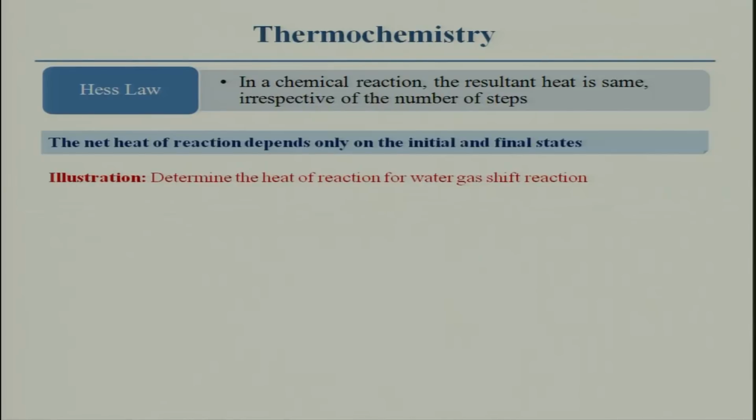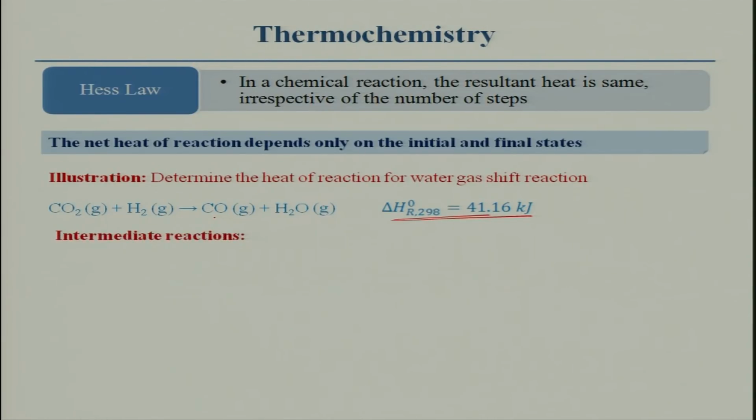So, let us take an example. We are interested in finding the heat of reaction for the water gas shift reaction, a very familiar reaction, where carbon dioxide reacts with hydrogen to give carbon monoxide and water. Here I have given the heat of reaction as 41.16 kilojoule. But suppose it is not given, we can apply Hess's law to find the heat of reaction. How are we going to do it? We will have to see how this reaction takes place. This reaction can be decomposed into various steps, for which the heats of reaction are known.